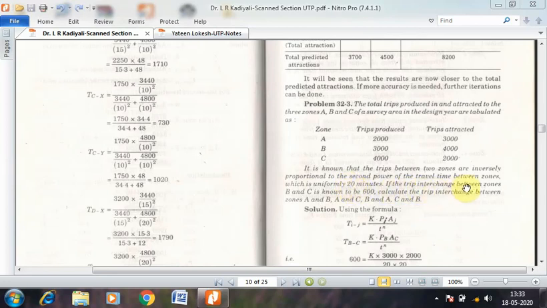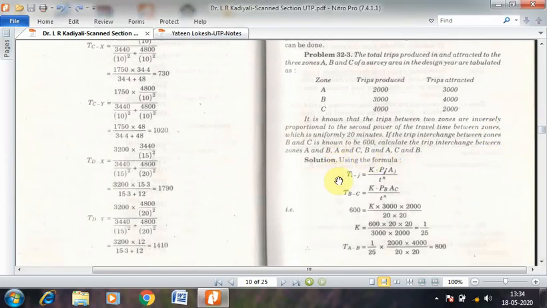Then, if the trip interchange between zones B and C is known to be 600, calculate the trip interchange between zones A and B, A and C, B and A, and then C and B. So these are the trip interchanges that you need to calculate. To begin with the problem, you have already known about the general equation.